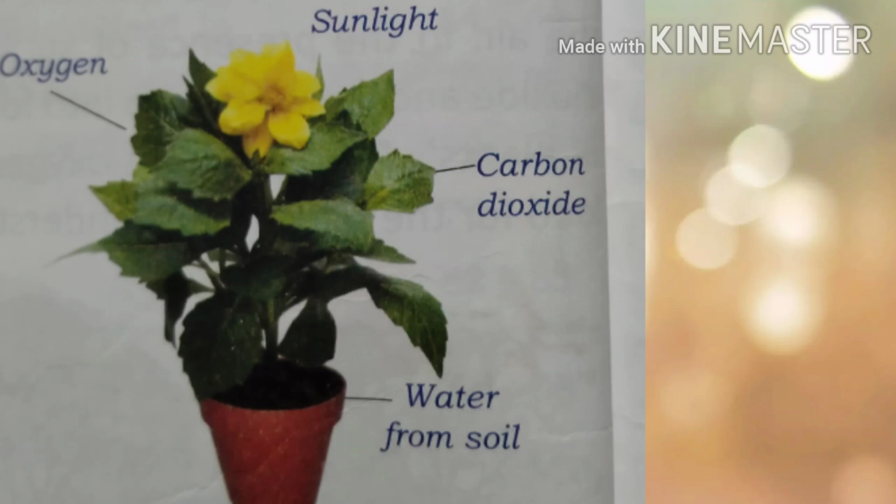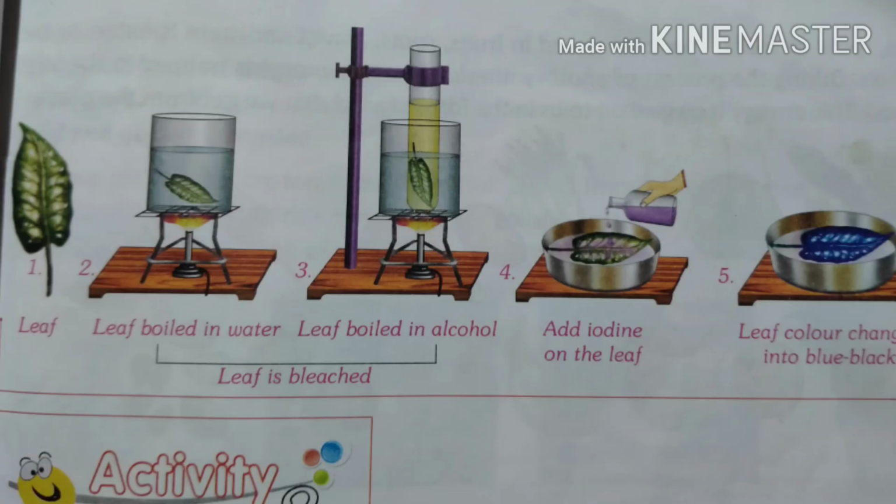So how do plants make their food? Firstly I told you the process of making food in plants is known as photosynthesis, and photosynthesis consists of two words. First is photo, which means light, and second is synthesis, which means put together. So in the presence of light, carbon dioxide and water are put together and changed into food and sugar, and plants make the food. So there are two activities.